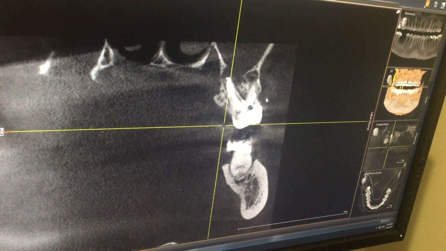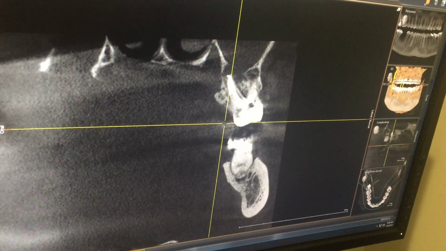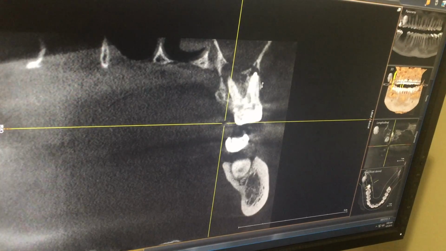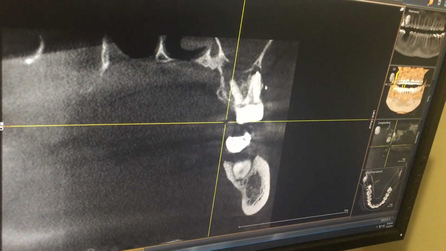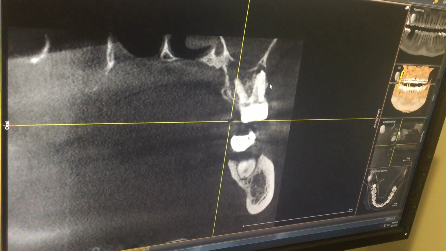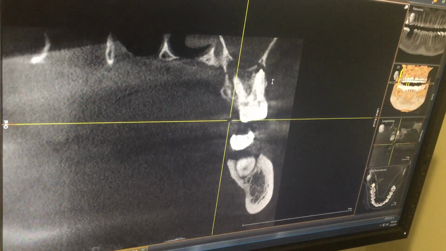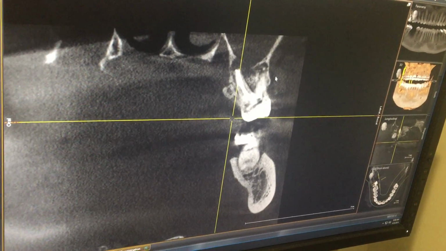So again, this is the reason why today I believe that this is the standard of care. You need to take these cone beam 3D x-rays on every patient who comes in, in my opinion, just to make sure that everything is looked at properly.